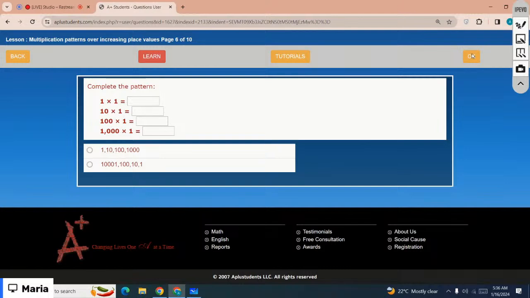Complete the pattern. Which is the correct option? 1 times 1, 10 times 1, 100 times 1 and 1000 times 1. So which is the correct option? That is option number 1, right? That is 1, 10, 100 and 1000. Option number 1 is the correct option.